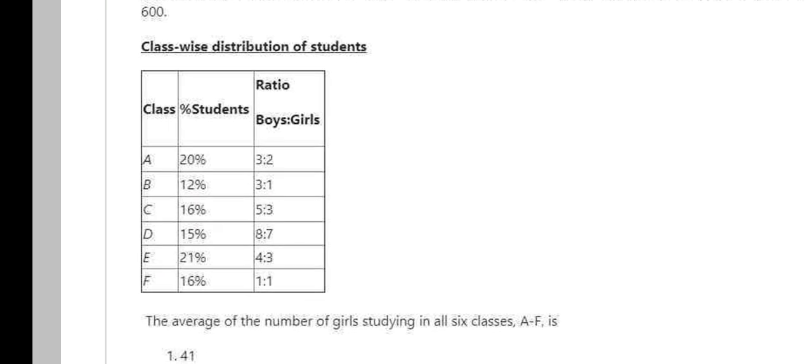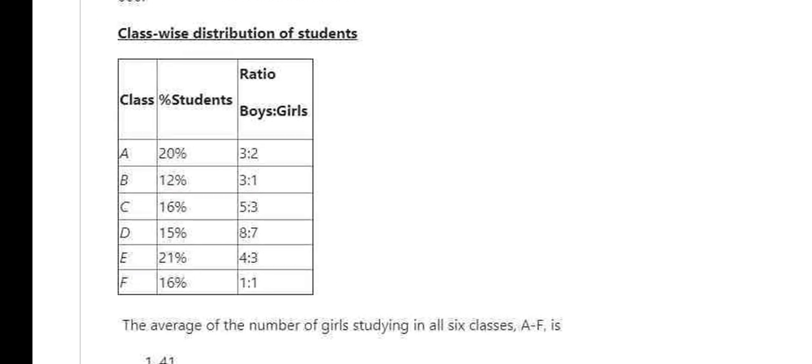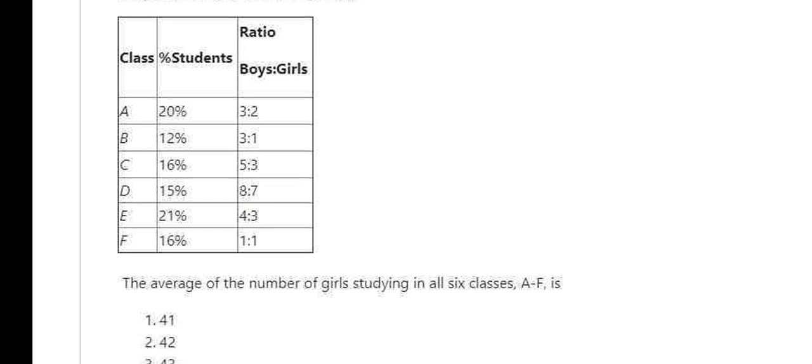So this is the chart, school-wise distribution of students, class A, B, C, D, E, F. Percentage-wise students: 20%, 12%, 16%, 15%, 21%, 16%. Ratio of boys and girls: 3:2, 3:1, 5:3, 8:7, 4:3, 1:1. So please try to accommodate according to the class.